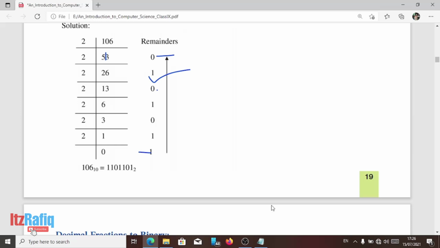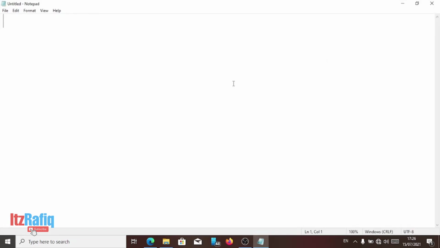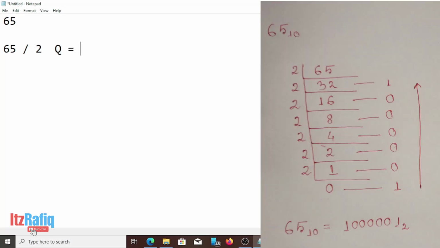Let's have another example. Suppose I have the number 65. This is a base 10 number system, a decimal number. I have to convert it into binary. So what I will do, I will divide 65 by 2. So what will be the quotient here? 6 divided by 2 is 3.